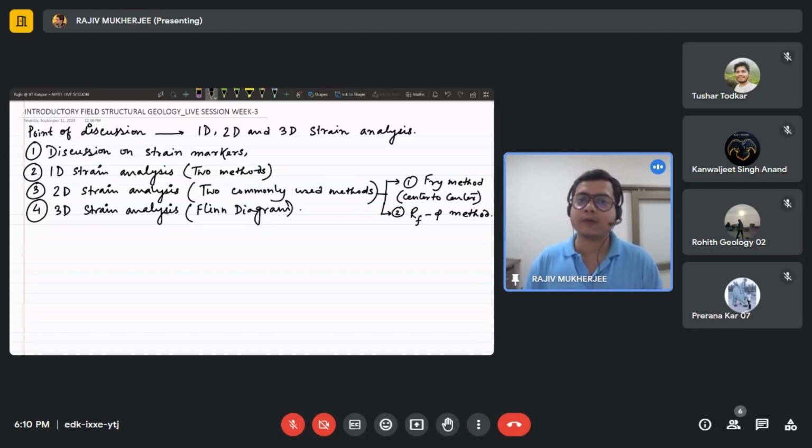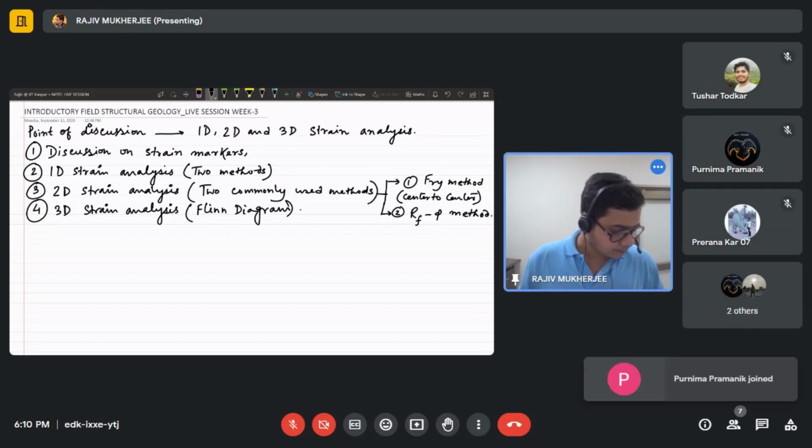These are the terms you would commonly encounter while working on crystal plastic deformation of rocks. In that case, having a good sense of the strain distribution and the kinematics of different strain markers would help you understand how strain partitioning has taken place, right? So we will start with the strain markers. So what is a strain marker, right?